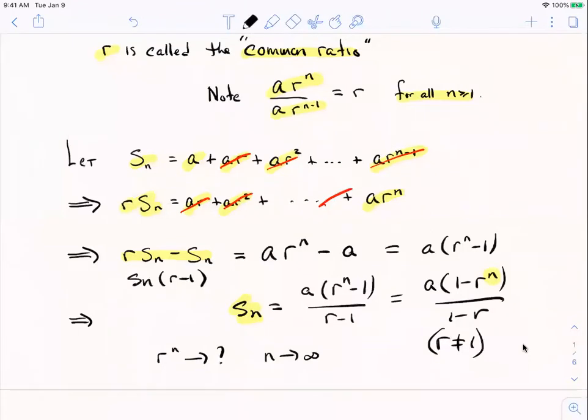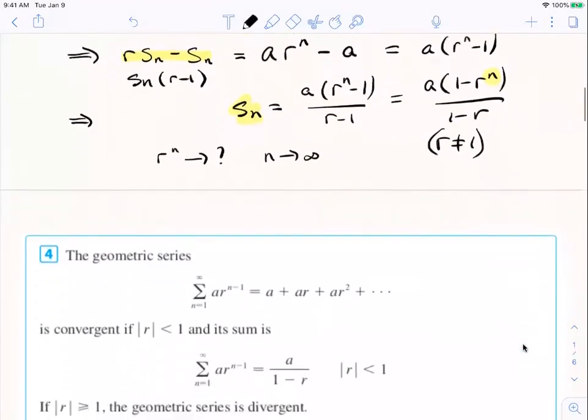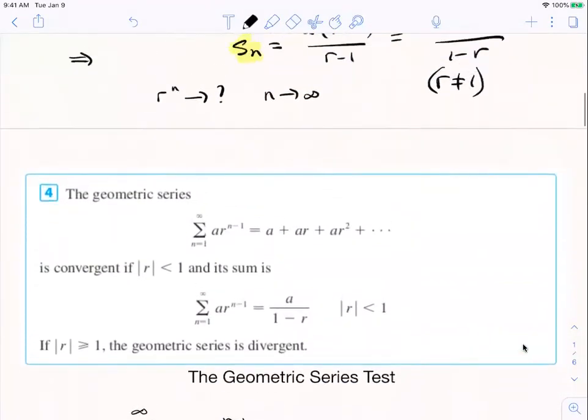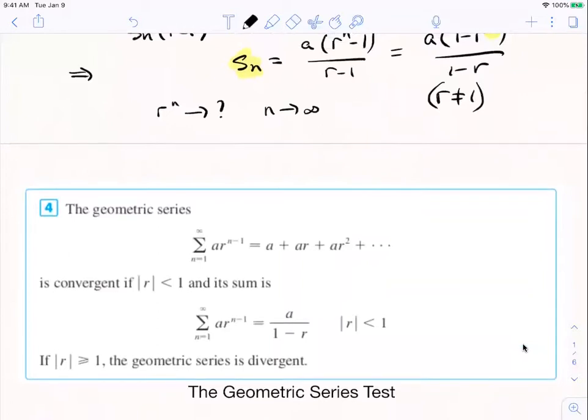All right, so if you roll all that together, you get what is called the geometric series test. Here I just clipped it out of your book, so it's in these notes a little nicer than what I would be willing to write it.